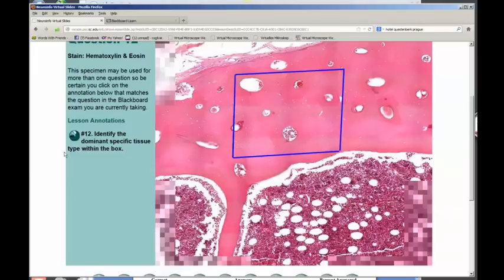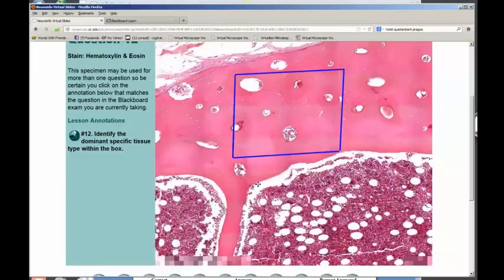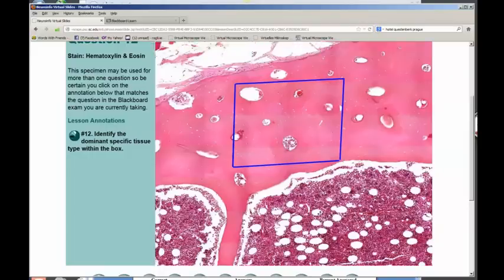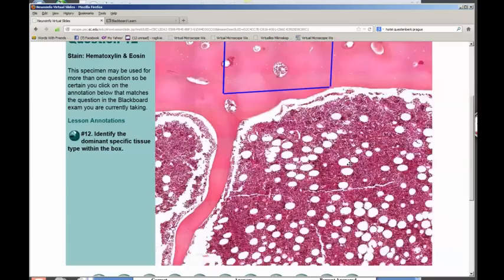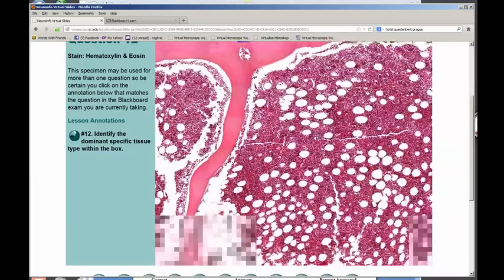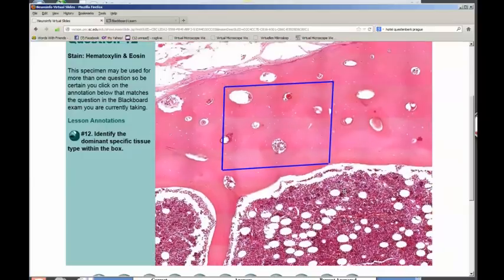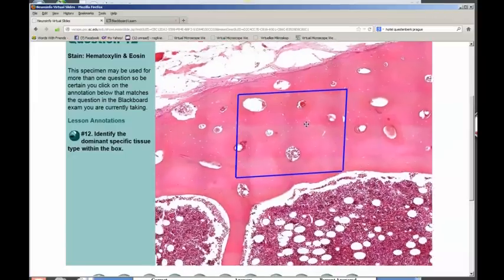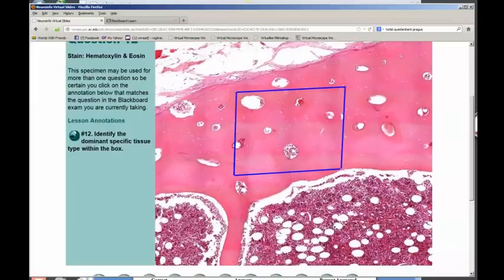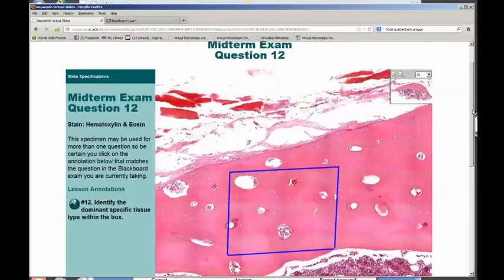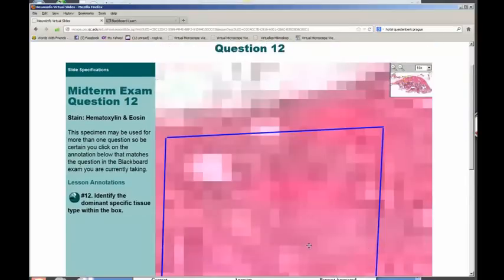I've already clicked on the little button here to take you to exactly the area we're asking about. Identify the dominant specific tissue type within the box. If you're at least a bit confused, you just need to look around here. You see these white spaces. You see a lot of mixture of eosinophilia and basophilia in this area, a lot of eosinophilic staining here, and you see these holes. Of course, it immediately reminds me of compact bone, but that may not have been quite as obvious for you. So I'll look up here and we'll increase the magnification a bit.